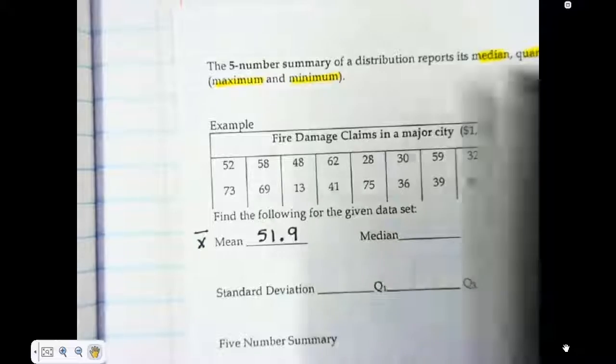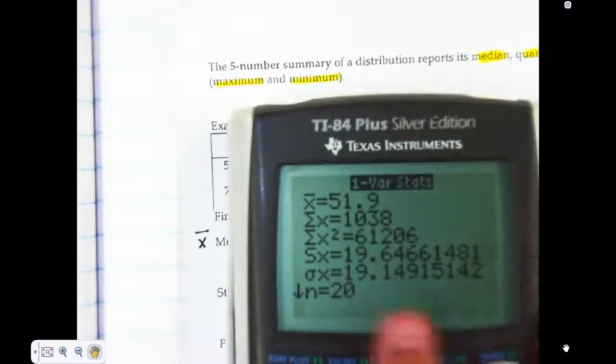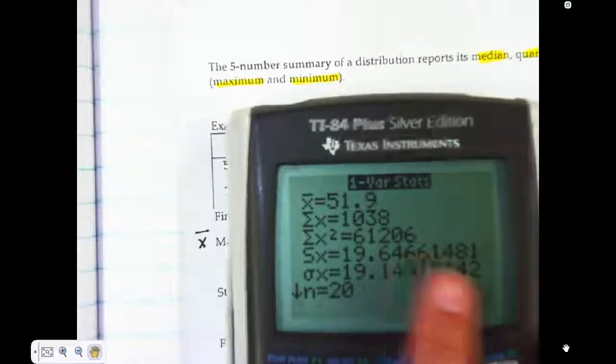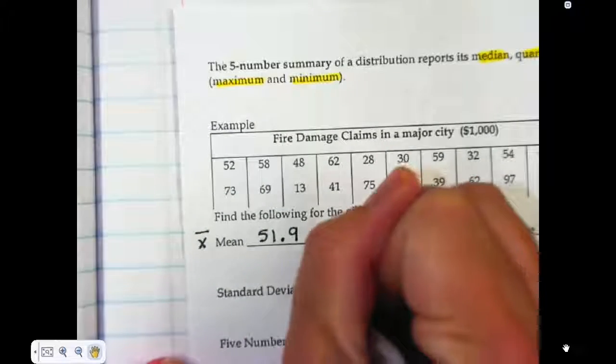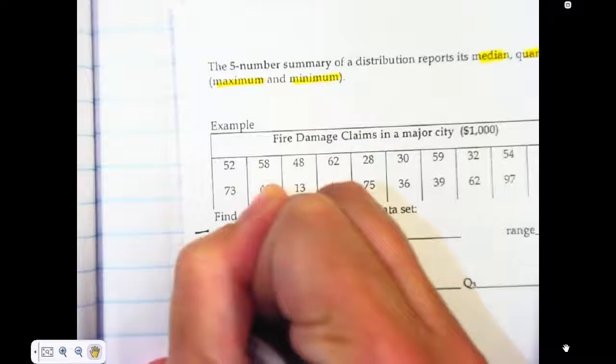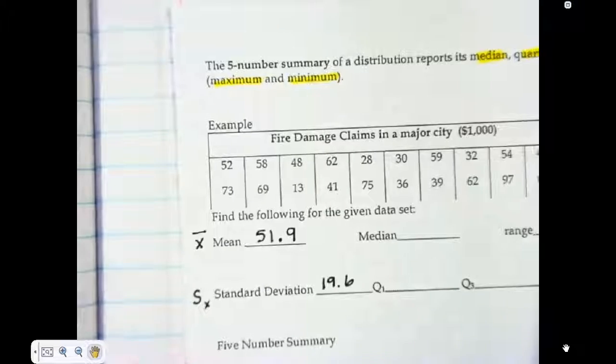Now we're going to go out of order because I have two different standard deviations. But generally you're going to use this S, this sample standard deviation. So right there, I'm going to make that 19.6. That's my S of X, that's my sample standard deviation.